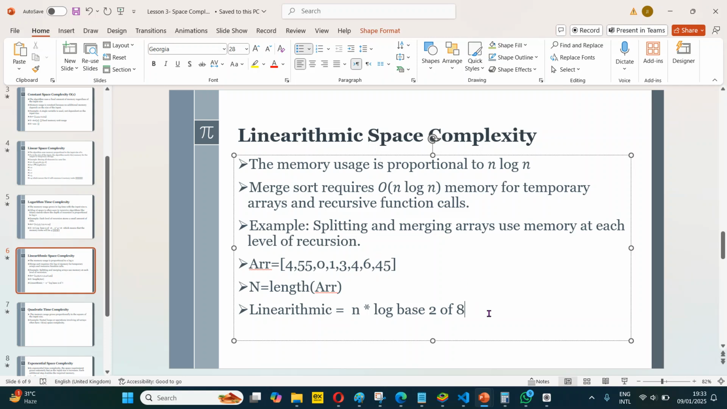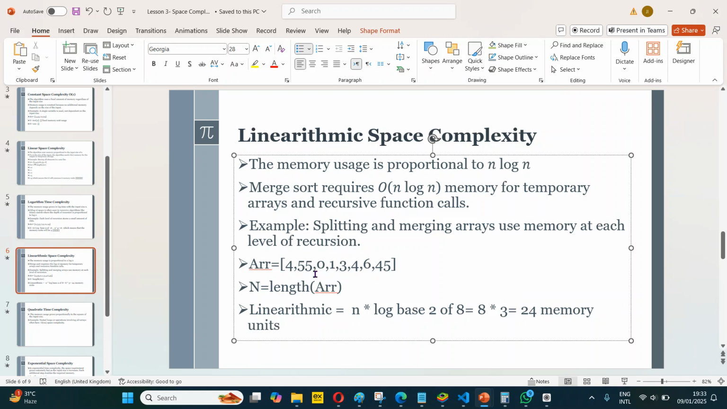N times log base 2 of 8, which becomes our n here is 8 times, right? So our log base 2 of 8 is what? It is 3, which becomes what? 24. So this will become 24 memory units.